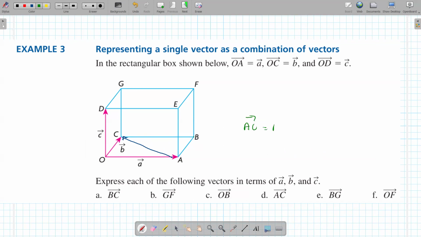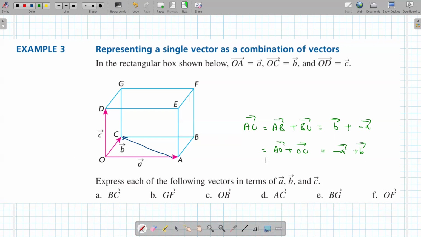AC is either AB plus BC, which would be vector B plus what? How do you denote BC? Negative A. Or you can go this way, where you can say AC, well, it's AO plus OC. The answer would be the same. AO is negative A and OC is B. Since we're adding them, the order doesn't really matter.